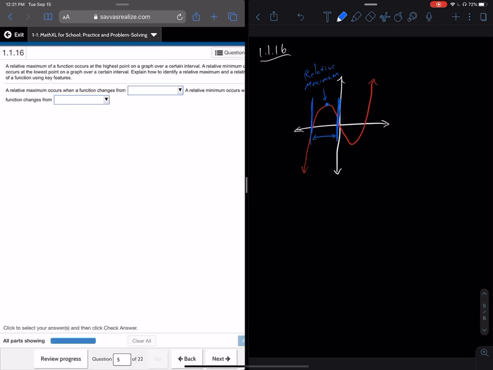Now, if I look at the entire red line, it goes forever up here. It's going to keep going. So my maximum is somewhere way up there. We're not worried about the absolute maximum. For this question, we're looking at relative maximum, a specific area.